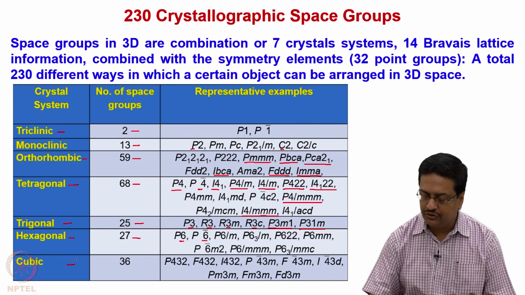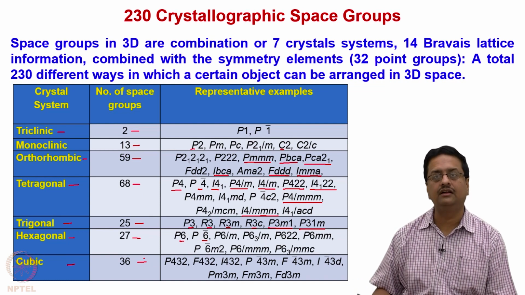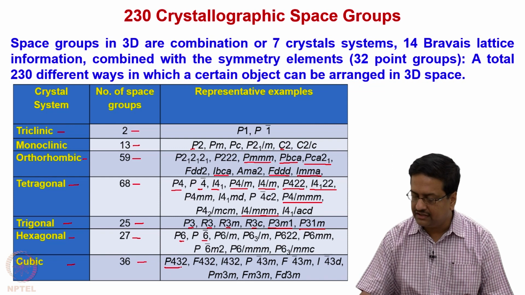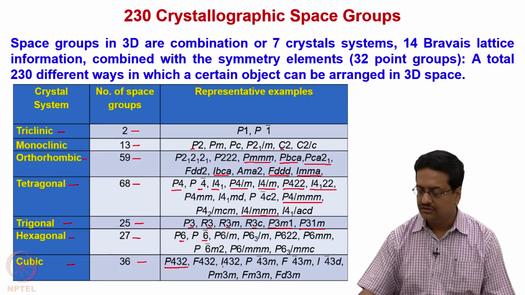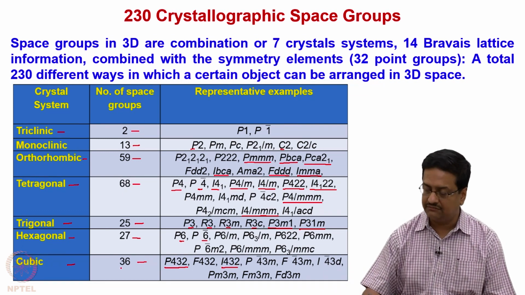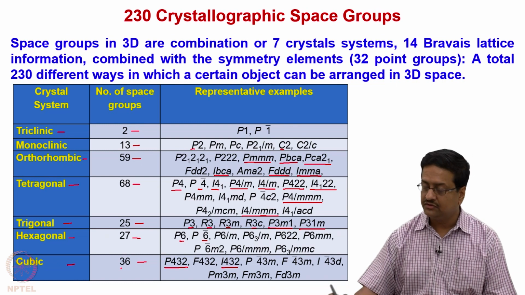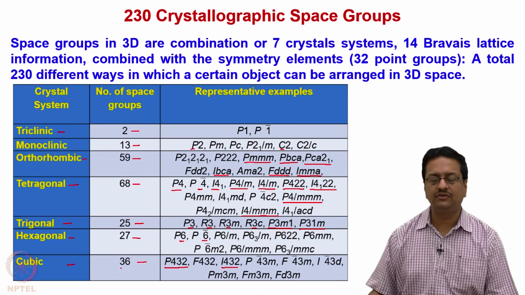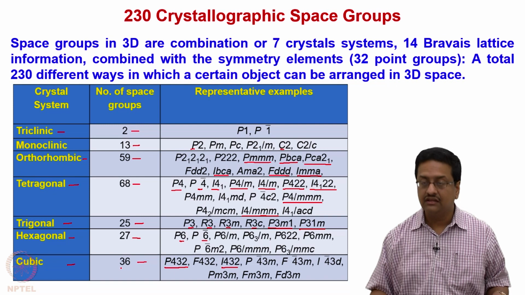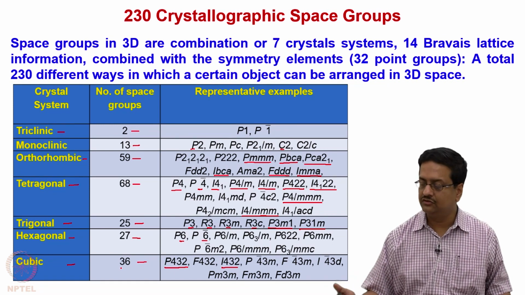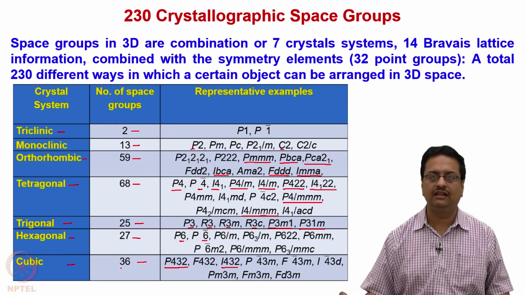The final is cubic, under which you have 36 space groups, and they are designated as P432, I432. Remember, these are just representative examples. I have not listed all the space groups. So here what we need to do is go to any standard textbook and look at the table which indicates all the possible space groups in crystallography, and try to understand why one space group belongs to cubic and not tetragonal or hexagonal, and so on.